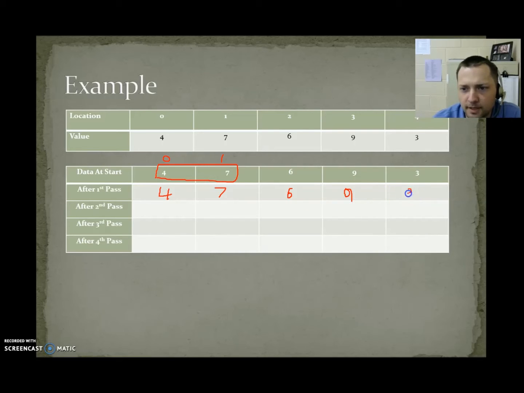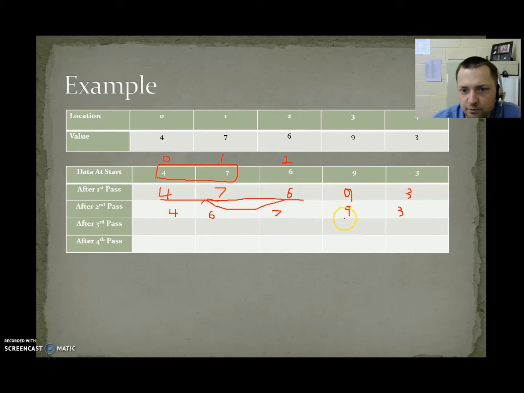These are left alone. That's an ugly 9. Alright, now we're going to fix location 2. Looking at 4, 7, 6, is 6 in the right spot? No, we're going to take it and insert it before the 7. So our new list is going to be 4, 6, 7, 9, 3.